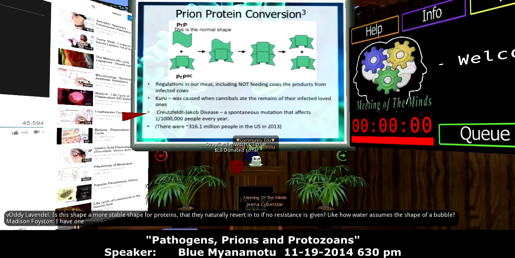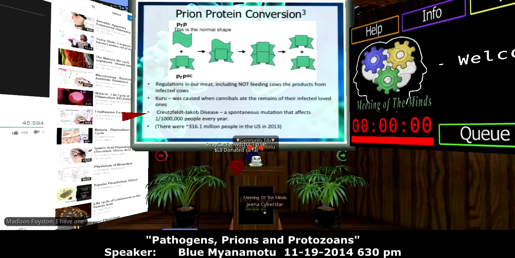I can say when it does go into this alternate conformation, it is far, far more stable than what naturally exists. So hopefully that answers your question there. Usually it doesn't spontaneously convert. You actually need to have another prion protein there in order for that conversion to happen. However, if somebody has a mutation, like Creutzfeldt-Jakob's disease, they have a higher chance of it just spontaneously changing shape.